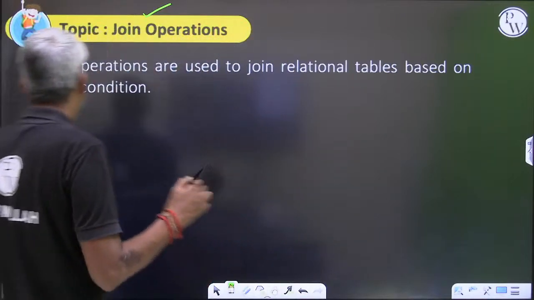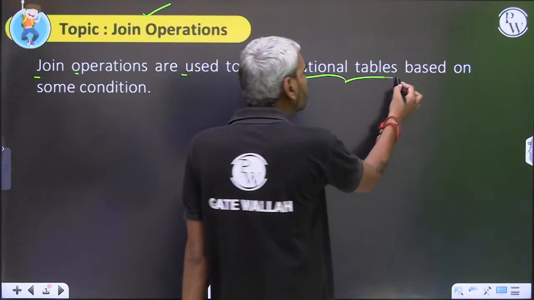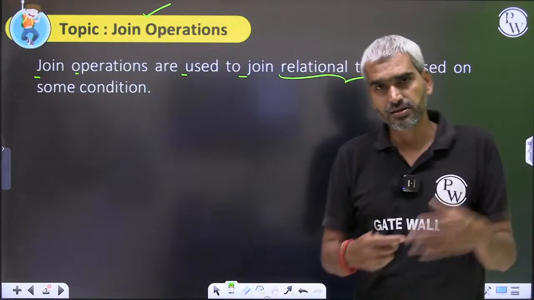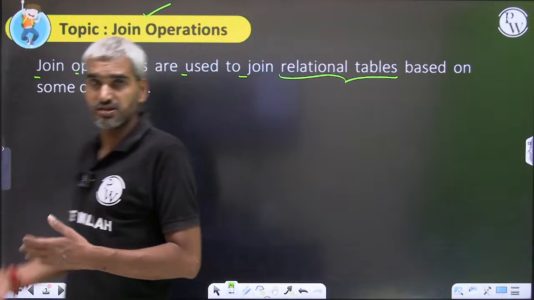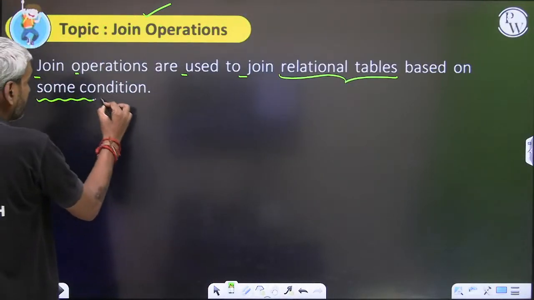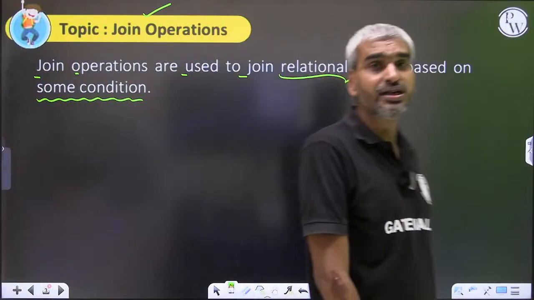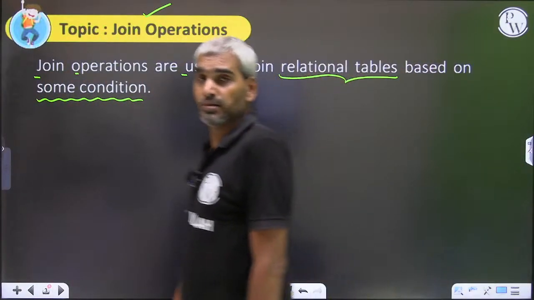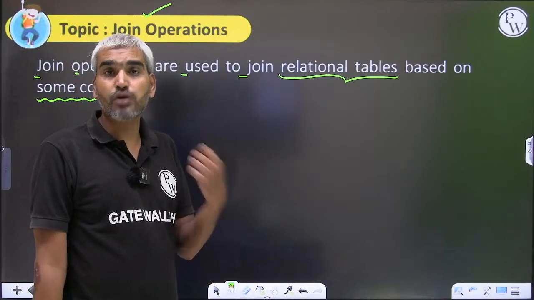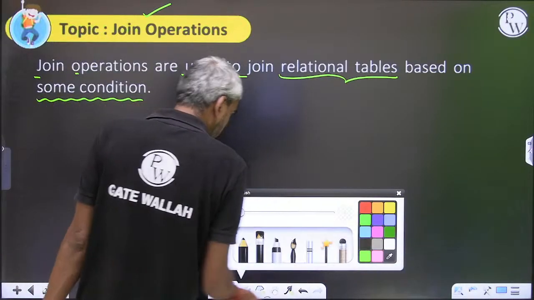Clear? Join operations are used to join the relational tables. We join, that means we combine the tuples of one relation with the tuples of another relation such that they satisfy a certain condition. If you are not specifying any condition and you are simply joining two relations, then it will be called cross join or cross product.